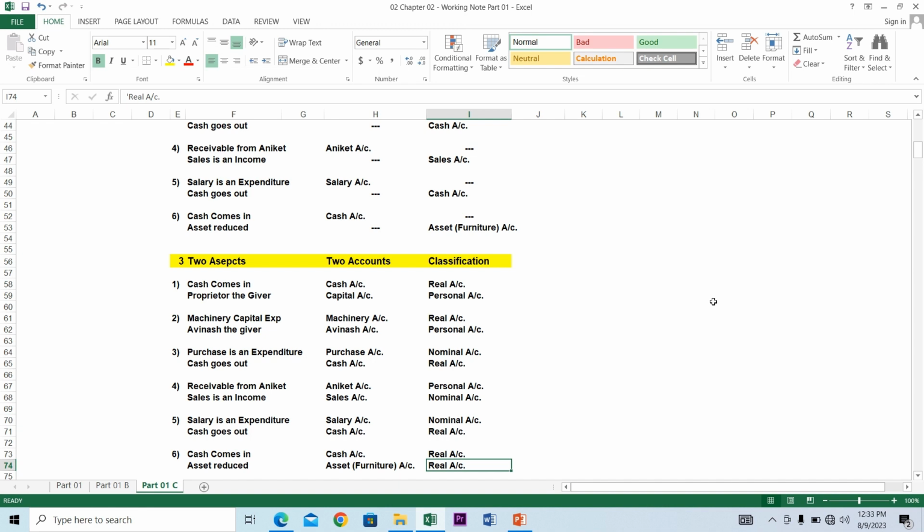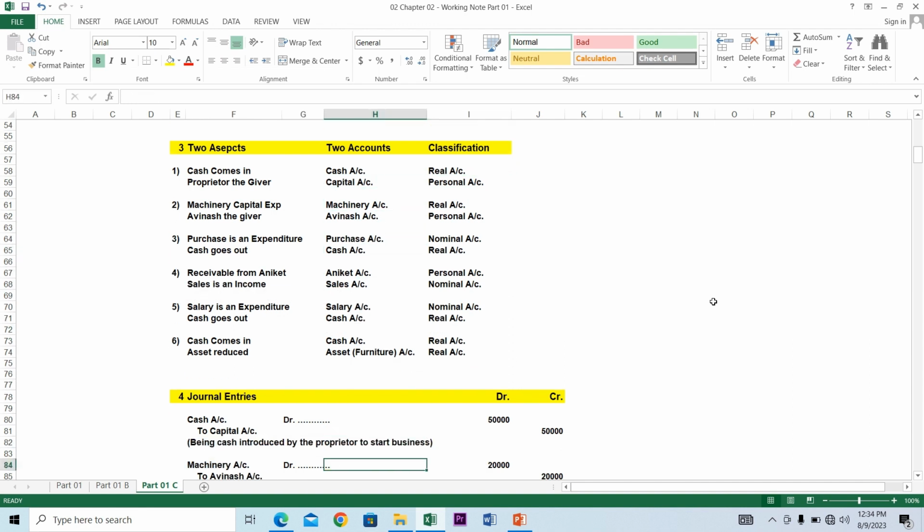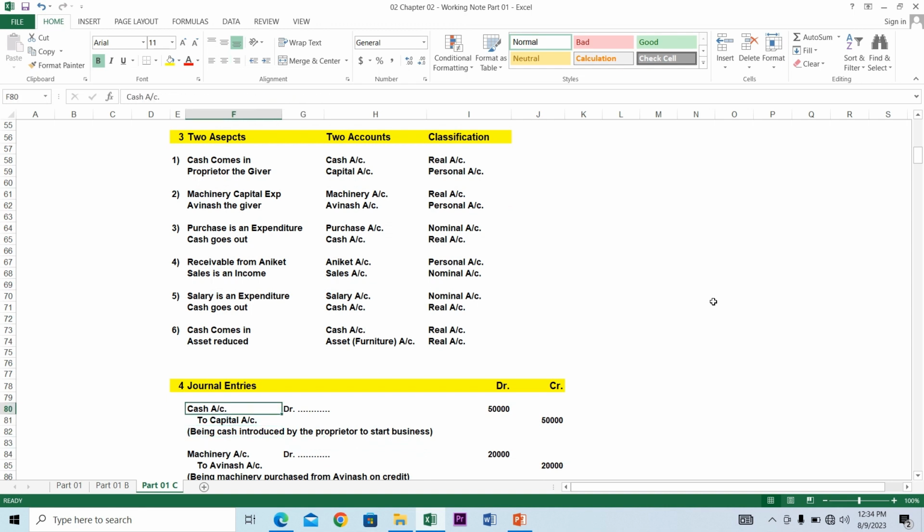This is the way. Now, apart from this, I will show you from the above example how to pass the journal entry. Understanding these 2 accounts, realizing this classification, real account, nominal account, and personal account, and identifying the 2 accounts, pass the journal entries. So, I started business with 50,000. So cash comes in. So cash account debit 50,000 to capital account 50,000, means credited 50,000. So narration is being cash introduced by the proprietor to commence business.